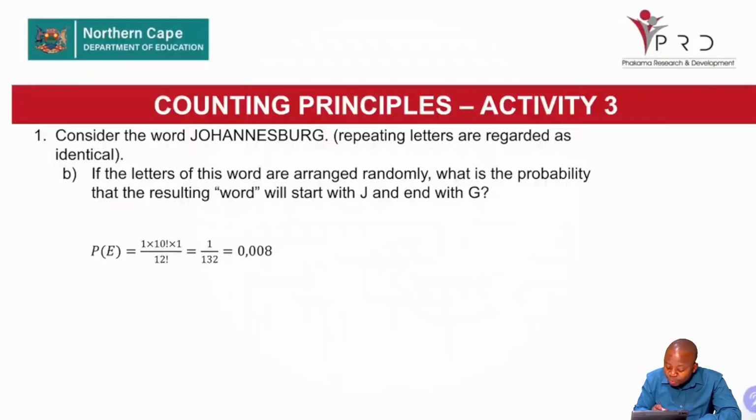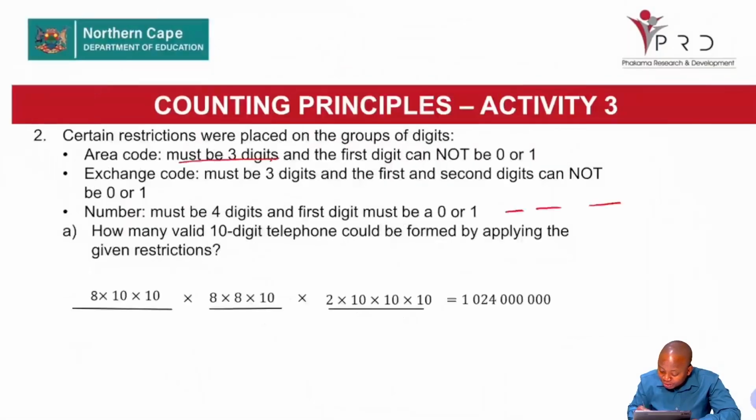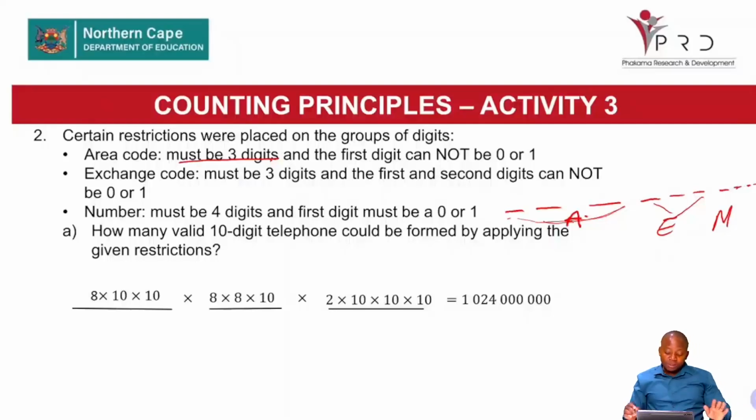Area code. The first one is 3 digits. It's 1, 2, 3. So this is the area code. I'm going to say it's A. The second one is the exchange code. 3 digits again. 1, 2, 3. I'm going to call it E. The last one is a number. So I'm going to say number. How many positions? 4. 1, 2, 3, 4. Don't space them.